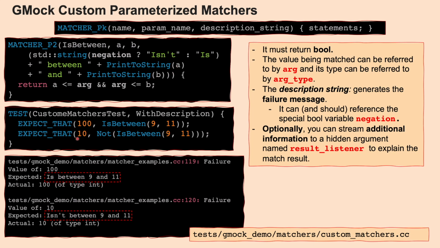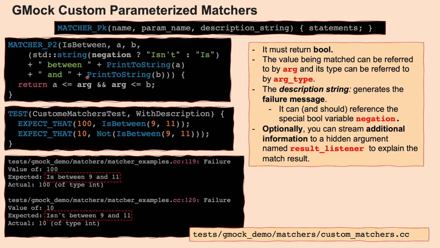Now let's look at this example. Expect that 10 is not between 9 and 11. This obviously is not the case. 10 is actually between 9 and 11. So the output says expected isn't was printed because we have not here and negation evaluated to true. So here we are saying expected 10 isn't between 9 and 11, but the actual value was 10. So here we learn two things. First, we learn how to write a matcher that takes extra parameters, and also how to customize the output message as you saw here and here.